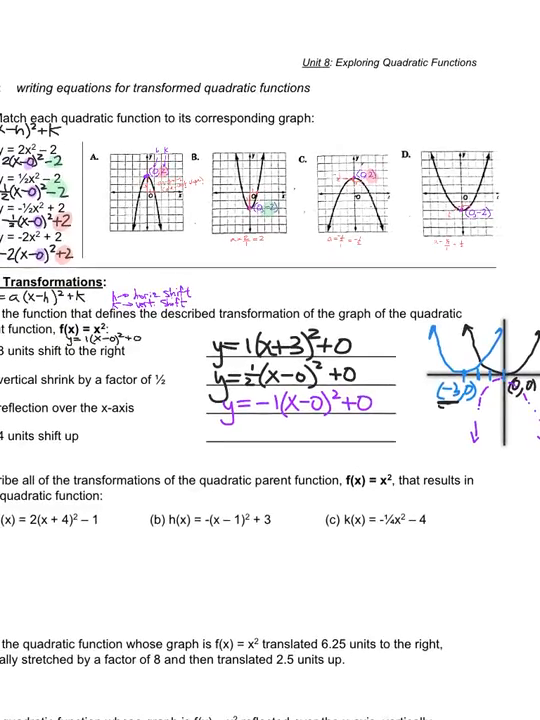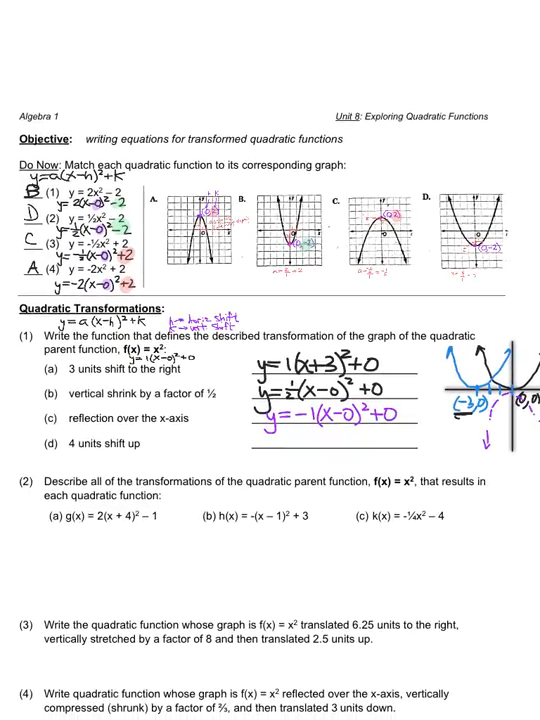And again, you can simplify all these, but it's not necessary. The last one is just a 4 unit shift up. So that would be me taking that parabola and manipulating the k value 4 units in the positive direction. So that's that 4 unit shift upward. So y equals, the original a value stays put, the original h value stays put, the k value is going to be manipulated to be increased by 4.